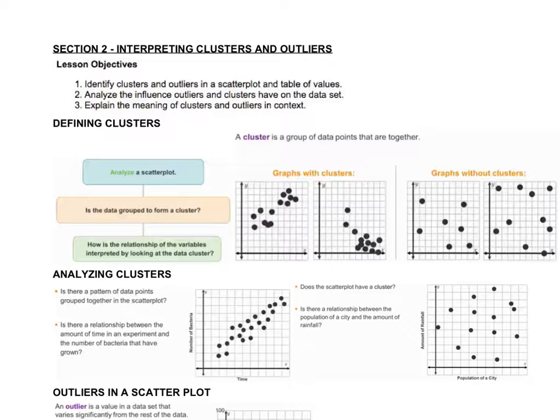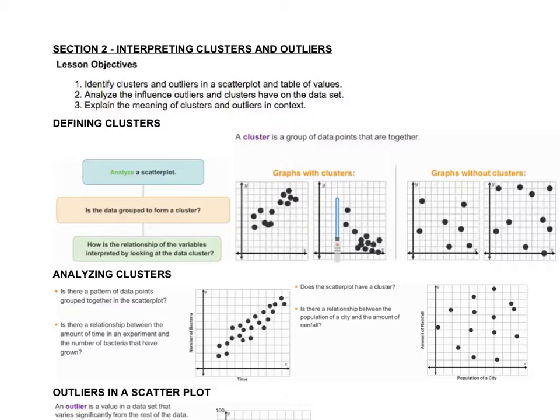Okay, so today our objectives: we want to identify clusters and outliers in a scatter plot, analyze the influence outliers and clusters have on the data set, and then explain the meaning of clusters and outliers in context. So, in a scatter plot, you have all these different points on a graph, okay? A cluster is a group of data points that are together, okay?